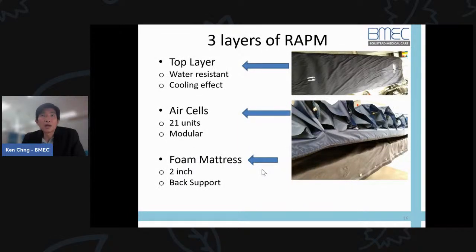So the RAPM, the air mattress itself, has three components. Below there is a 2-inch foam. In the middle there are air cells, 21 air cells, and then the top cover, the PU cover. So these are the components of the air pressure mattress.